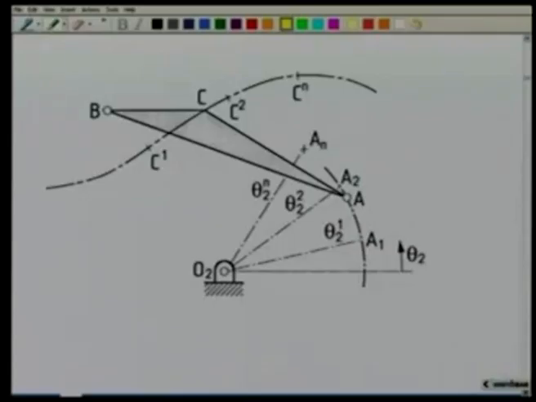This figure explains what we mean by path generation coordinated with the input movement. Say O2 is the fixed hinge and O2A is the input link.